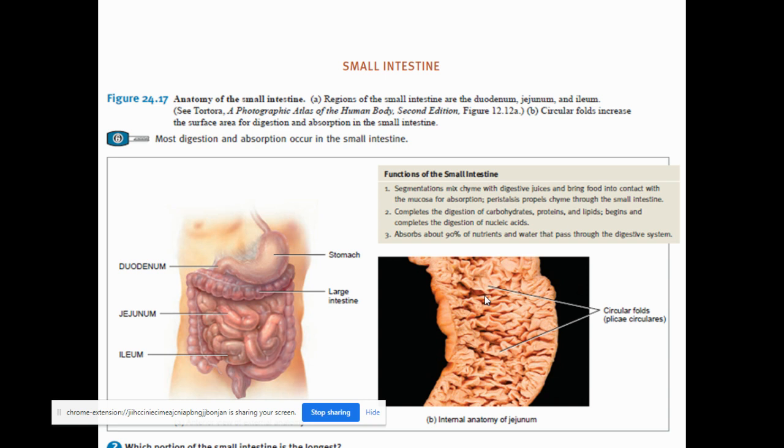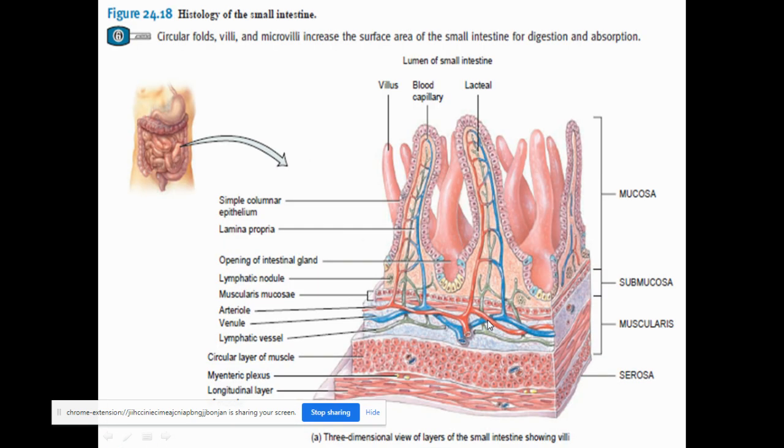of absorption. So as I told you, the segmentation movement will mix the chyme and allow the chyme to flow in a spiral manner, so it easily gets mixed with the digestive juices. Here, this enlarged portion is a small portion that will contain the villi. So this is each and every small villi. They are present in the circular fold.